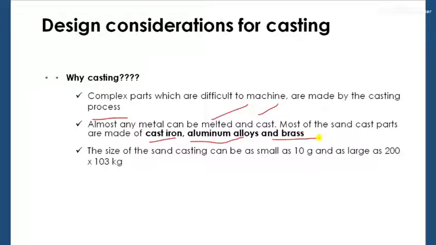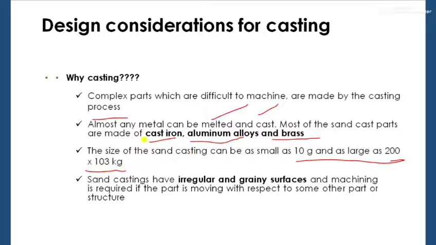Again, we have a size parameter also. The size of a sand casting can be as small as 10 gram and as large as 200 into 10^3 kg. Sand castings have irregular and grainy surfaces. This is a limitation. Because of this, machining is required if the part is moving with respect to some other part of the structure. In that case only.